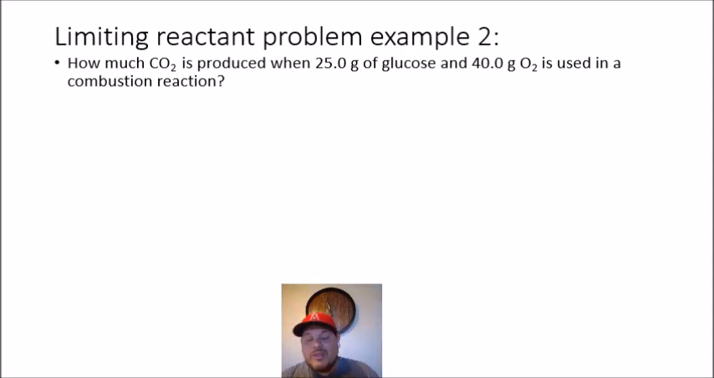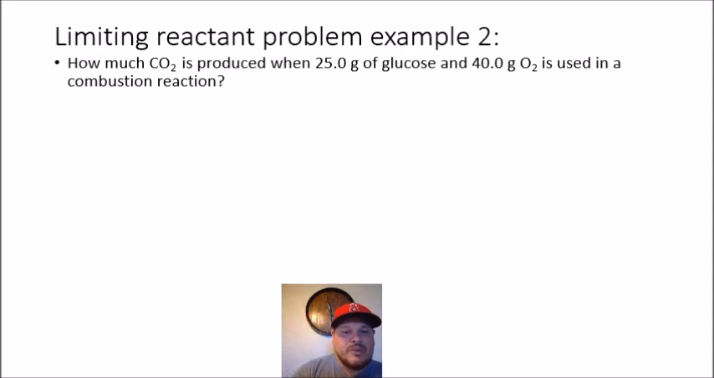Okay, so what I'm testing you with is trying to figure out how much carbon dioxide is produced when you use 25 grams of glucose and 40 grams of oxygen gas. So the first thing we have to do is figure out which of those two reactants is the limiting reactant, so we get an accurate quantity of how much carbon dioxide is produced. We need the accurate theoretical yield, because if we use the one that's in excess, it's going to predict more than can actually be made. Okay? All right, let's get started.